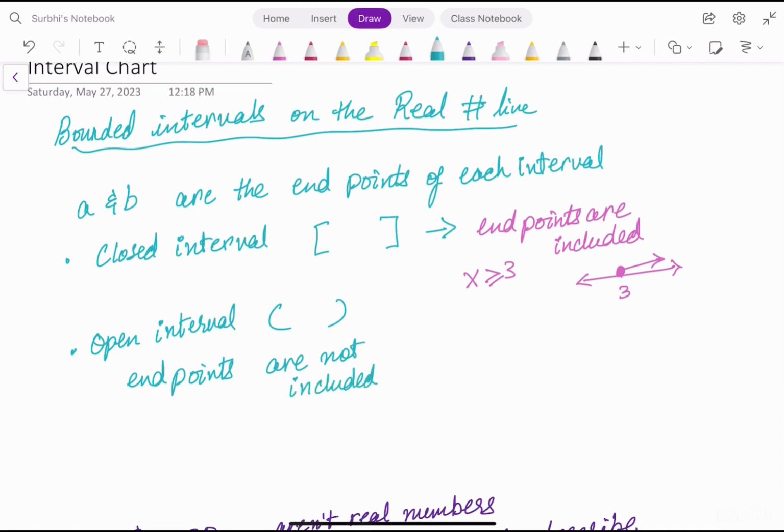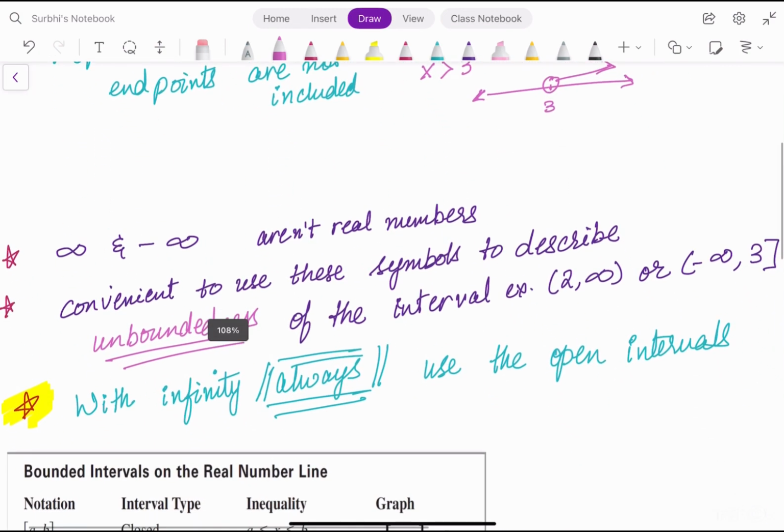Let's take one example. X is greater than 3. As you can see, there is no equal to sign. That means when we are graphing it, it will be an open circle. It will not be a closed circle. It is not the colored circle. The circle will remain open. So any number beyond 3, but not 3.